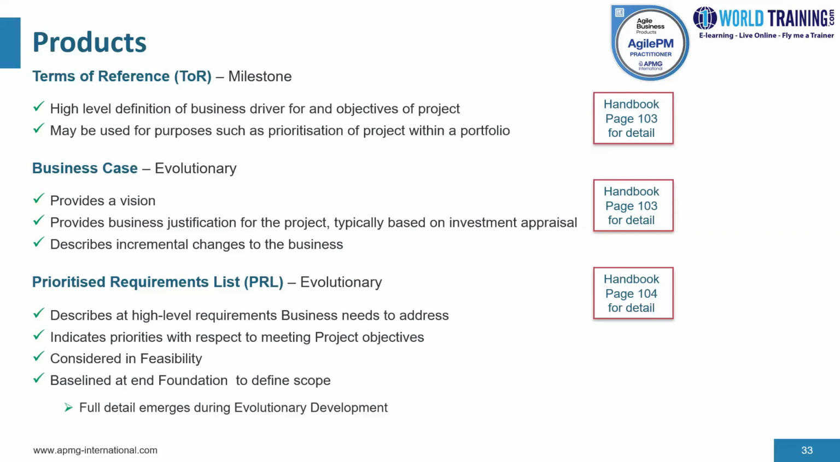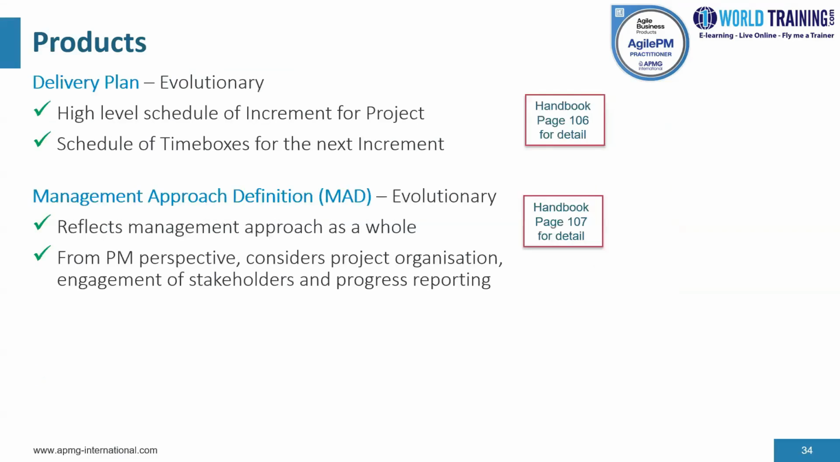Now, moving on, let's talk about the delivery plan. Now, the delivery plan is an evolutionary product. It provides a high-level schedule of increments for the project, and at least for the first increment, the time boxes that make up that increment. It rarely deals with task-level detail unless there are tasks being carried out by people who are not part of the solution development team or before the solution development team is formed.